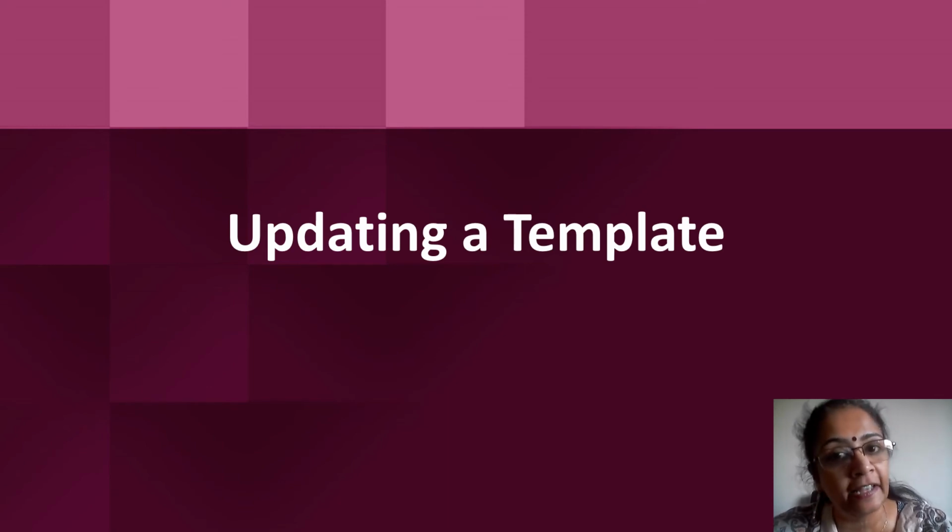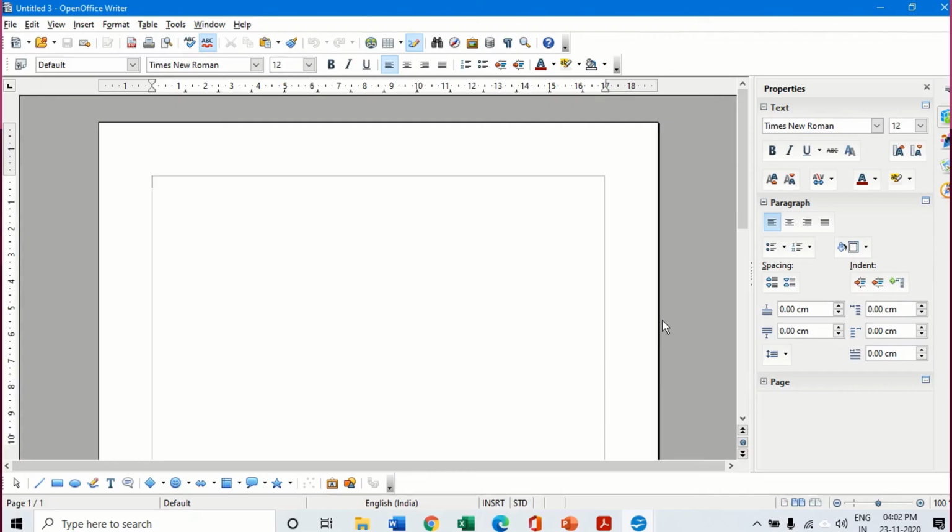So there are two ways: either I can update the already existing documents, or I can retain the old style. So let us understand the meaning of updating a template and how we can automatically update the already existing documents which are based on that template, whether we want to do it or not. How to do that? Let us understand that particular part. Now we are going to understand how to update an already existing template.